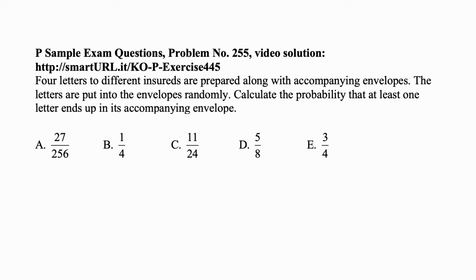Here's the problem for today for exam P on probability. Four letters to different insureds are prepared along with accompanying envelopes. The letters are put into the envelopes randomly. Calculate the probability that at least one letter ends up in its accompanying envelope.